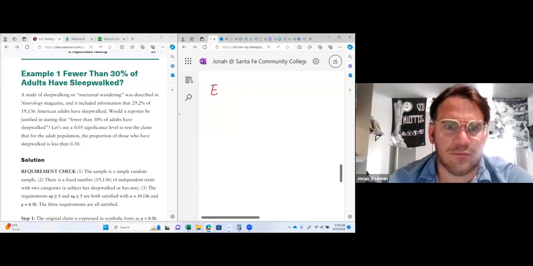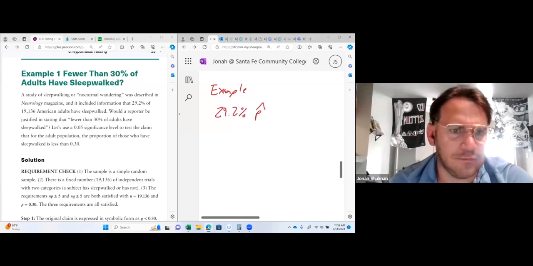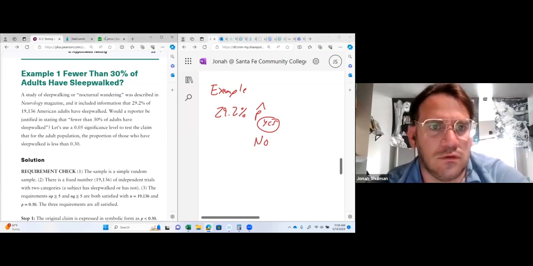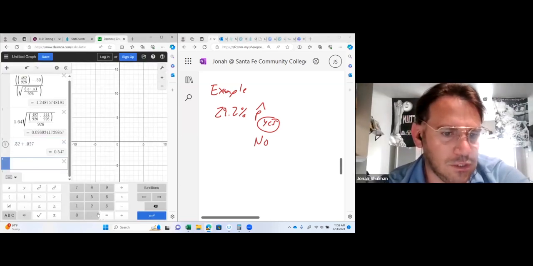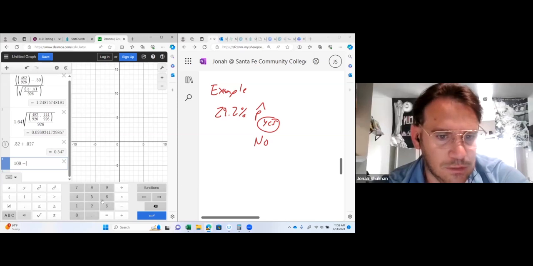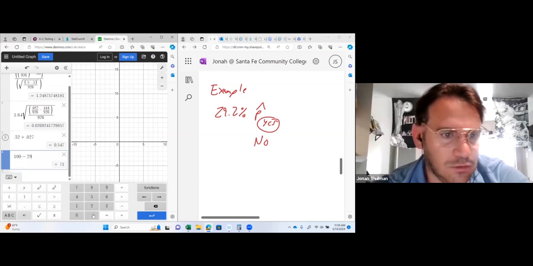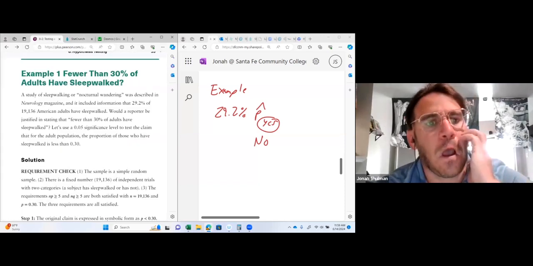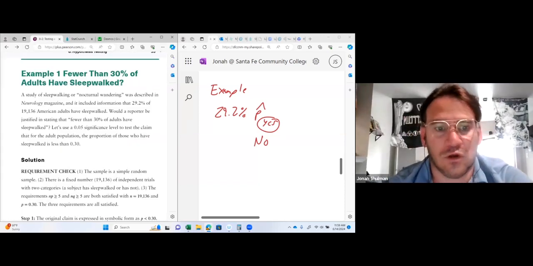So this is example 1 about sleepwalking. 29.2%, I believe this is our p hat. So this is the chance of what we want, which is yes. So the no is going to be the other side. I'm just going to put in all the information as I get it. Sorry, we just need to know the testing. They want fewer than, so we're on the other side.